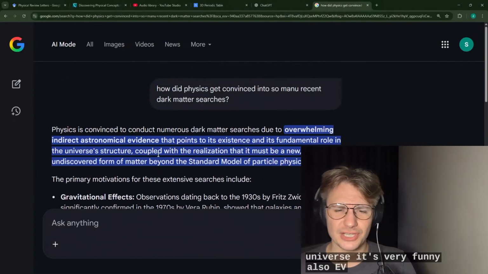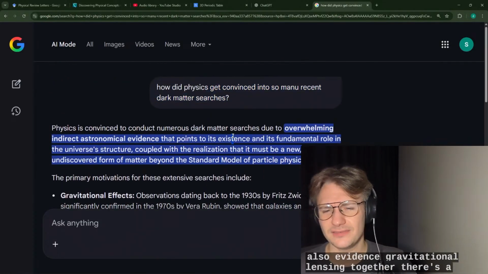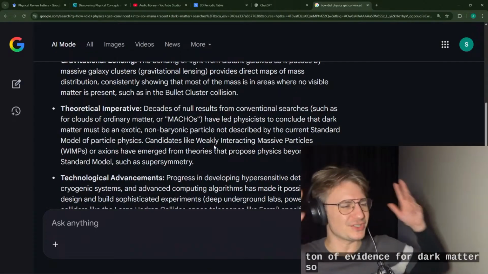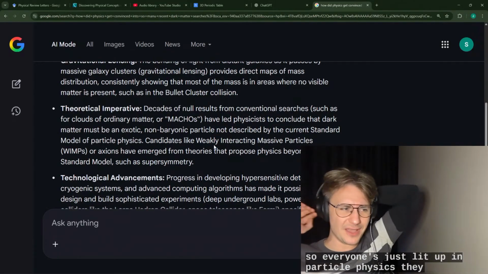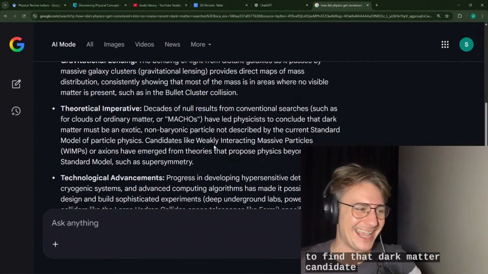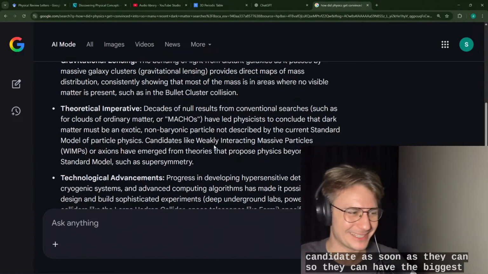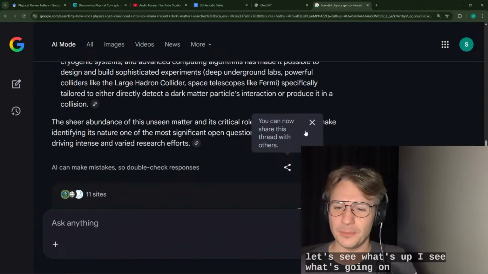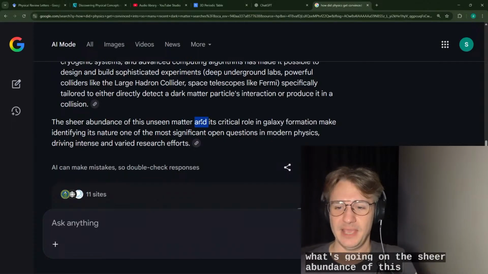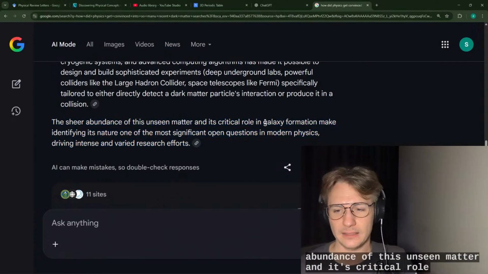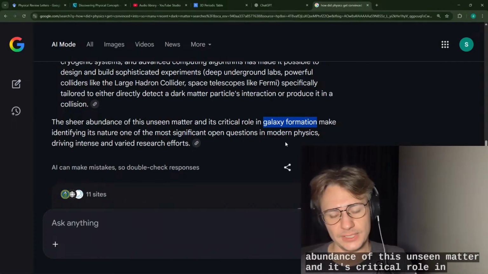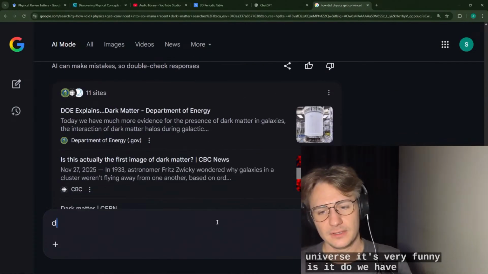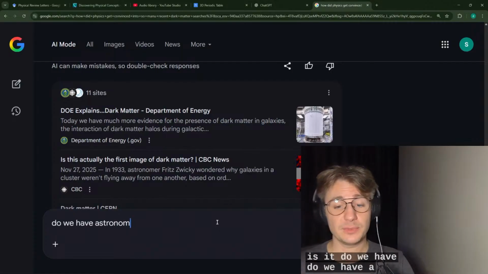Also evidence, gravitational lensing. Yeah, there's a ton of evidence for dark matter. So everyone's just lit up in particle physics. They all want to find that dark matter candidate as soon as they can so they can have the biggest, juiciest publication first. I see what's going on. The sheer abundance of this unseen matter and its critical role in galaxy formation. See, now we're getting down to it. Do we have astronomers to blame for this?